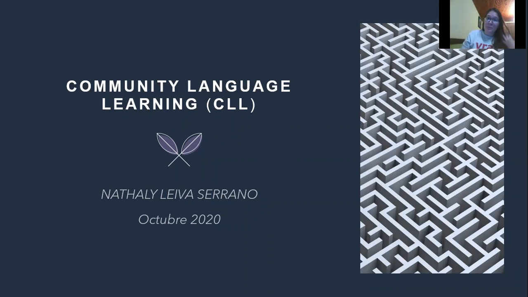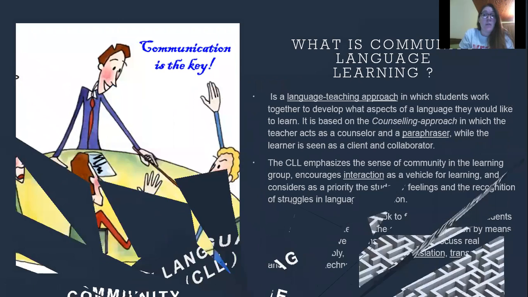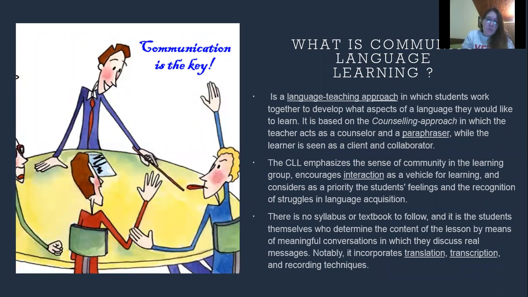CLL. You may be wondering what community language learning is. It is a language teaching approach in which the students work together to develop what aspects of the language they would like to learn. It is based on the counseling approach in which the teacher acts as the counselor and as a paraphraser, while the learner is seen as a client and collaborator.